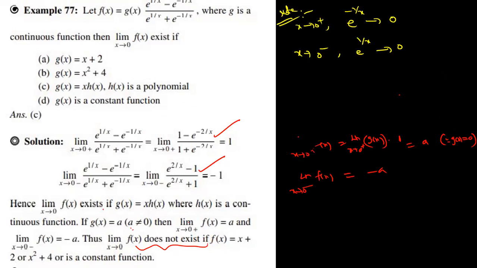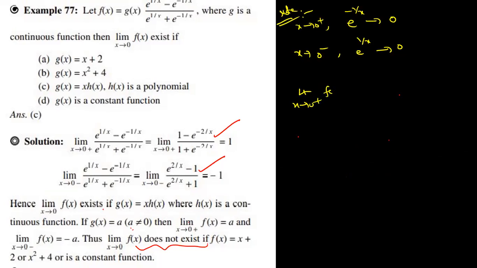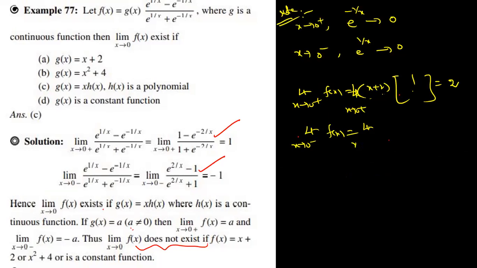Last question. See. We can verify option A, dear students. Option A and option B are both the same models. Suppose limit x tends to 0 plus, then x plus 2 into this value. 0 plus means this value is 1, so 0 plus means 2. The answer is 2. Limit x tends to 0 minus, this value is minus 1. That means minus 2 is coming. So it doesn't exist. Option A failed.